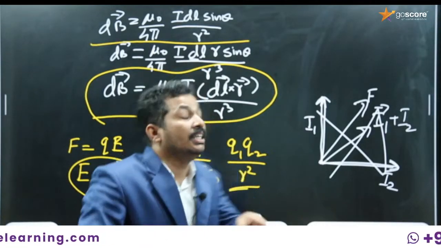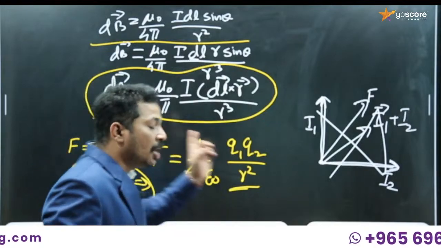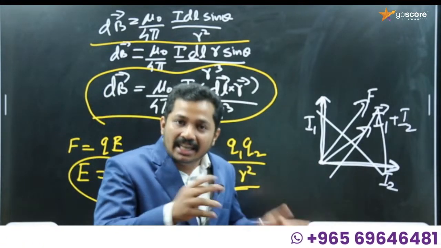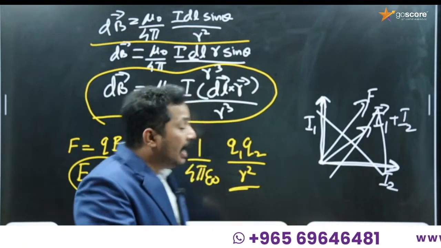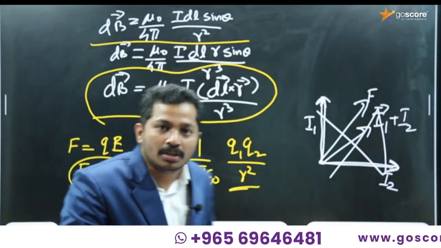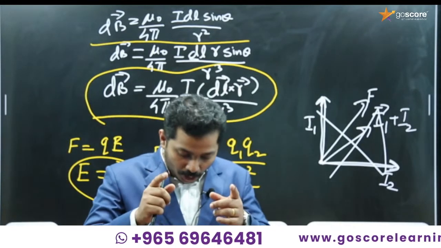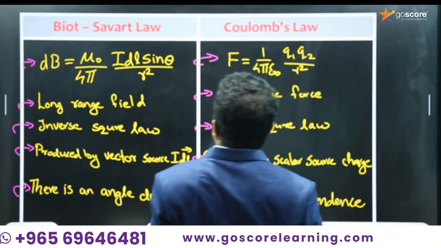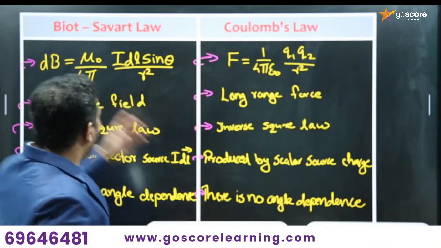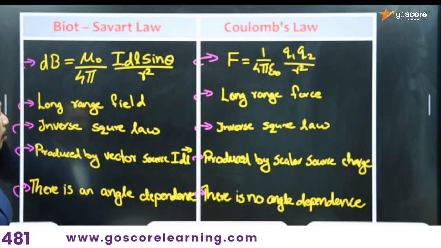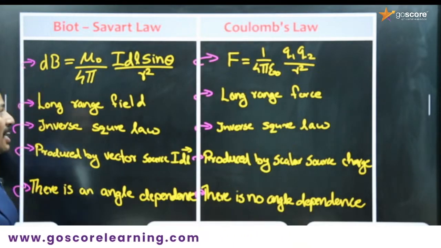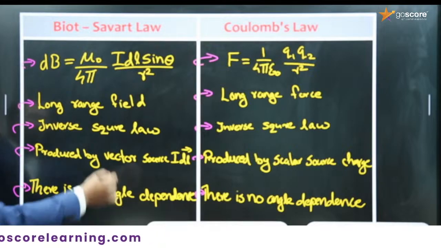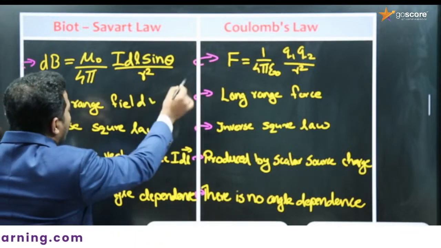Here we have magnetic field. So Coulomb's law gives an idea about electric field, and Biot-Savart law gives an idea about magnetic field. So I think you got the connection now. We should compare both Coulomb's law and Biot-Savart law. Here we have the equation dB is equal to mu 0 by 4 pi. The equation is there, you can read it. Both of them are long range fields.